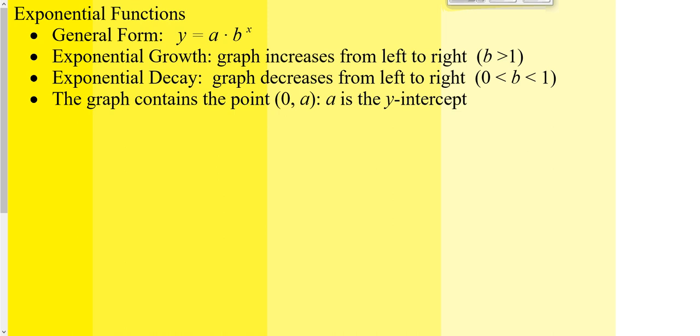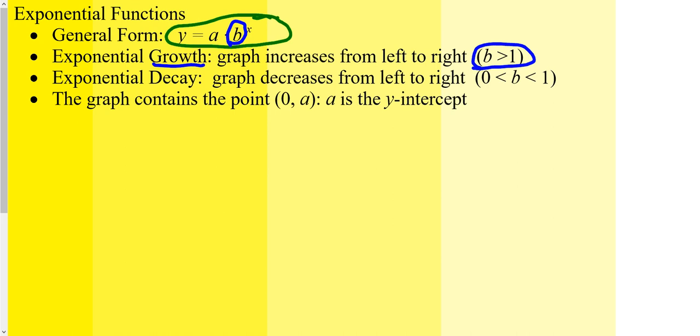Now, all exponential functions can be written in this form right here. It's important to note that the thing that the exponent is on, which is b, always has to be positive. If it's greater than 1, it's a growth graph. If that b value right there is between 0 and 1, it's a decay graph. But either way, that b value always has to be positive or larger than 0.